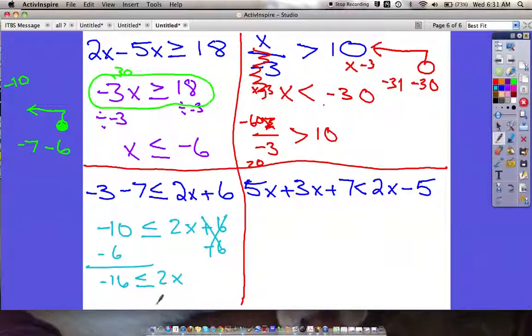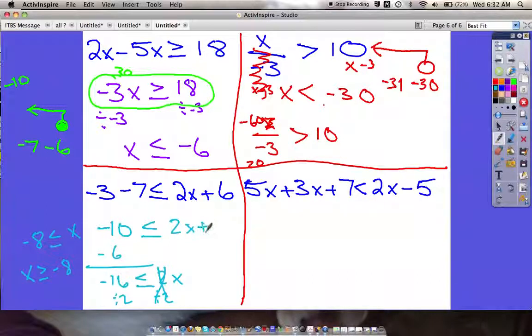Now, I'm going to divide here, but it's not by a negative, so I don't flip the sign. I'm actually dividing by a positive number. So if I divide by 2, and I divide this side by 2, negative 16 divided by 2 is negative 8, so I have negative 8 is less than or equal to x, because that canceled out right there. I want to write this the other direction, because I want the x to be first, so that'd be x is greater than or equal to negative 8. Now, let's go to our simplified form of the equation, and make sure that this makes sense here.